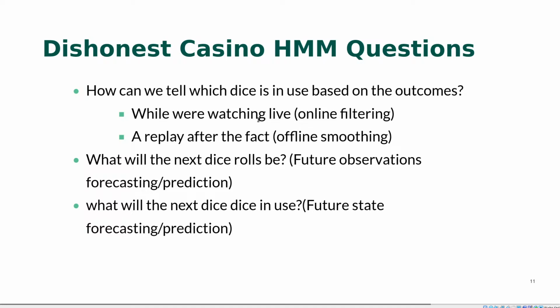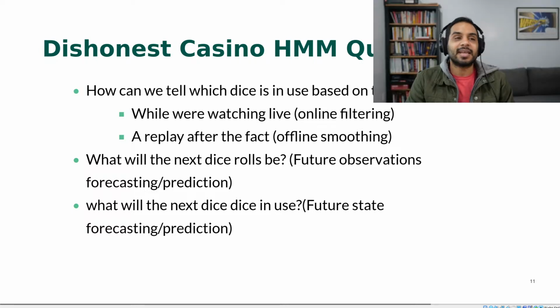So maybe after a day of being at the casino, we're like, oh, I actually don't believe that casino is fair. We can now look at all of the things that happened and do what's called offline smoothing. That's one way to use state space models. This is an estimator trying to figure out what the state is.